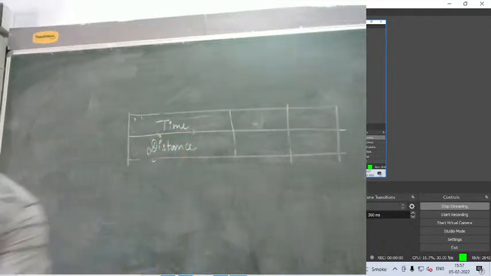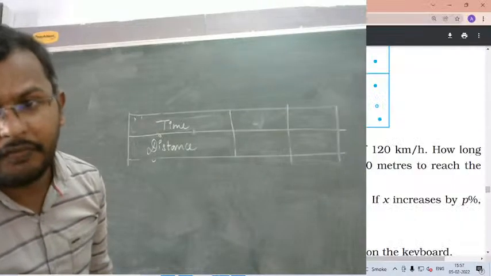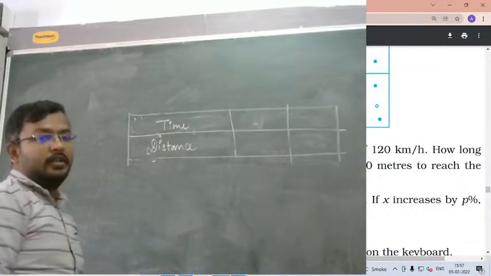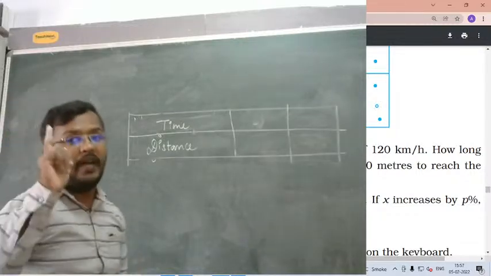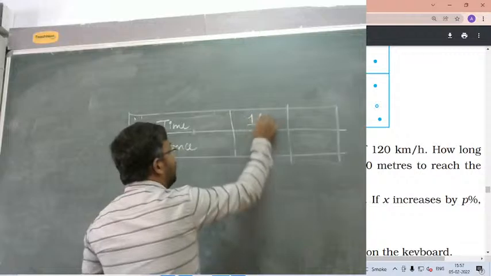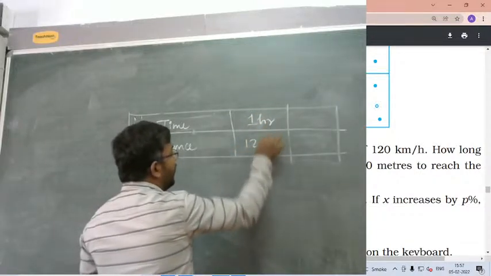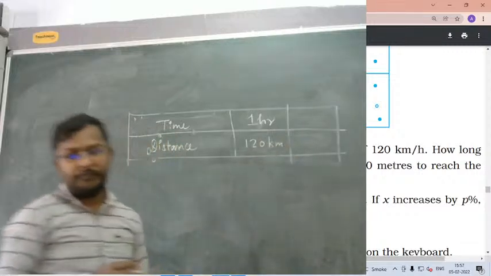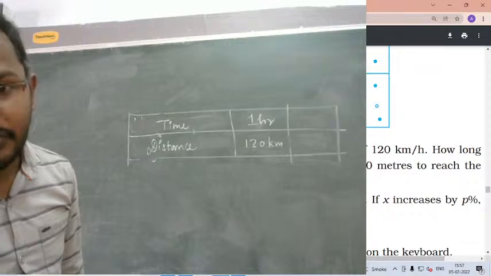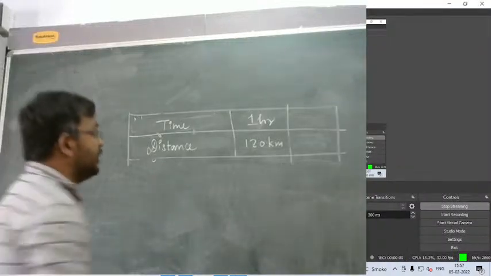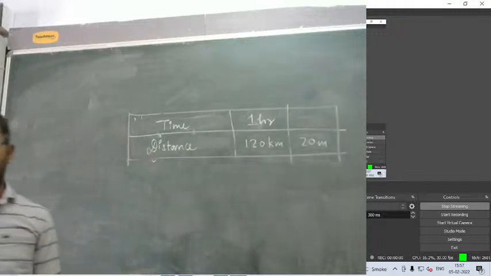So time you see here, they have given the ball is traveling at the speed of 120 km per hour. So what do you mean by this 120 km per hour? In 1 hour, how much distance is it traveling? It is traveling 120 kilometers. Now, we have to find how much time it is going to take to travel 20 meter.